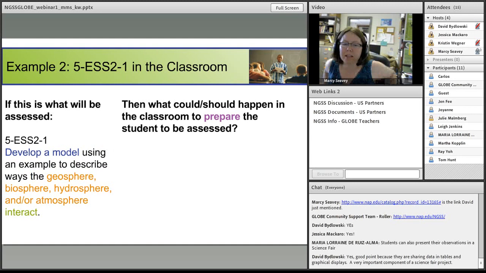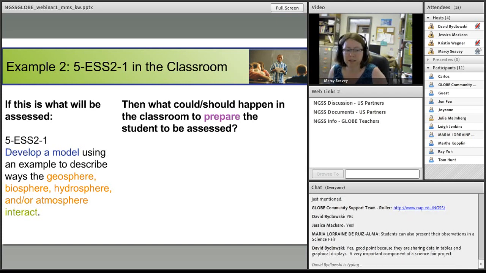Here's a second student performance expectation. And what I'd like for us to do is, if this is what is to be assessed, this is for 5th grade Earth and Space Science: develop a model using an example to describe ways the geosphere, biosphere, hydrosphere, and/or atmosphere interact. There is an assessment boundary on this standard, and that is that the students only need to connect 2 of the 4 spheres.